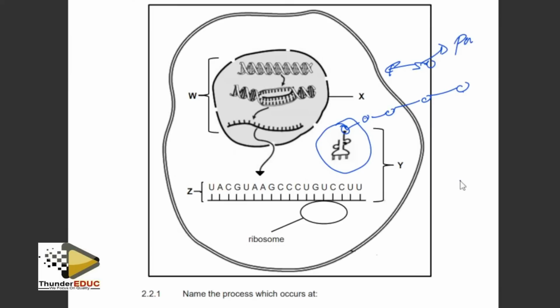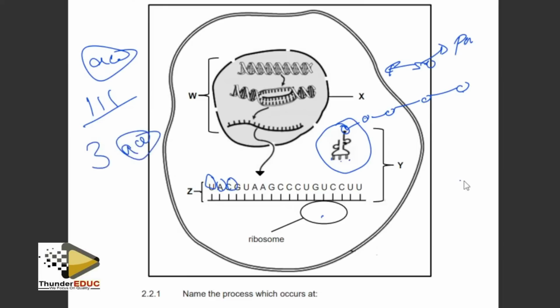And then what is this? This is messenger RNA, and which organelle is this? It is a ribosome. Now, a question can come: how many bases code for an amino acid? An amino acid always has 3 bases: 1, 2, 3. But if they say there are 3 amino acids, how many bases are there? It's going to be 3 times 3, which gives you 9.